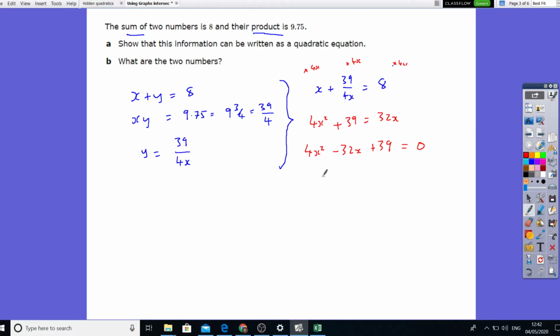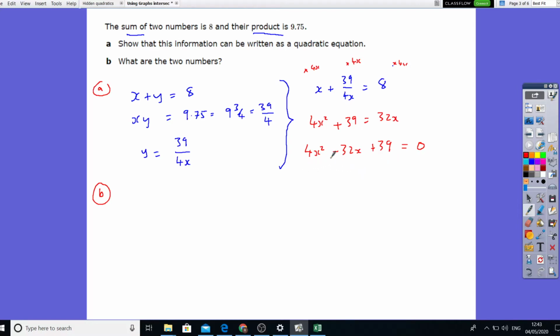Now what we need to do now is to factorize this. First of all, we've done part A. This is part A done: show that this information can be written as a quadratic equation. We've just done that. Okay, job done. Now, what are the two numbers? What you could do is just plug this into your calculator, which will solve the quadratic.